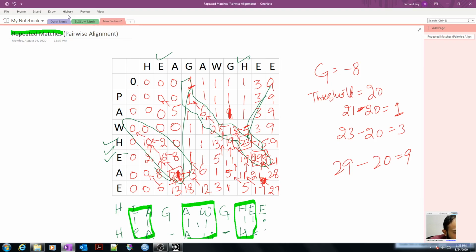And in the next lectures we will come up with other repeated matches algorithm or other overlap match algorithm and the other HMM based algorithms, so that we will have a complete idea about different methods.